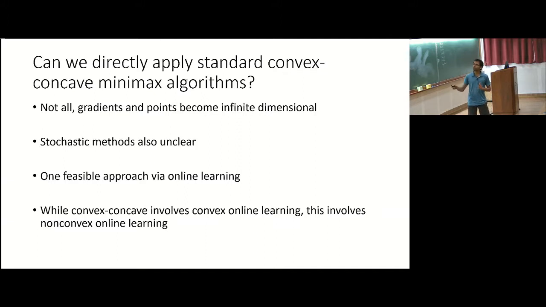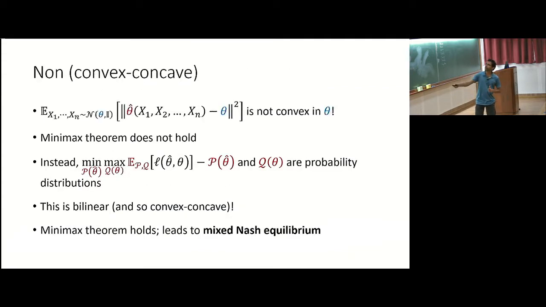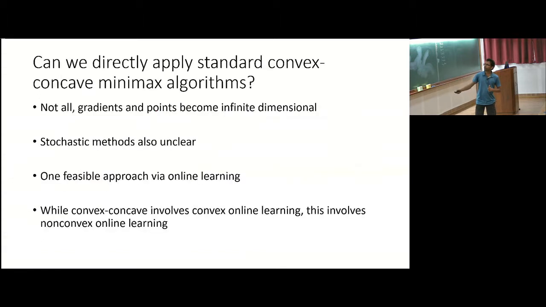So the one feasible approach that we pursue in this line would be through online learning. And the one thing that I want to mention at this point is that while convex-concave games go through convex online learning, because the underlying function L is not convex in theta hat and theta, we will end up having to do some kind of non-convex online learning, and that's what we'll focus on in the rest of this talk.